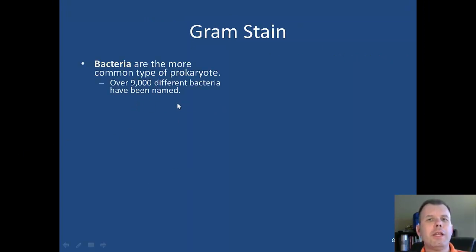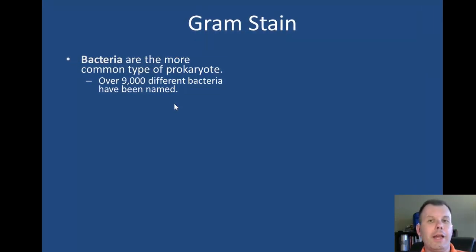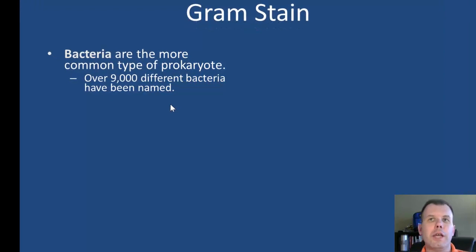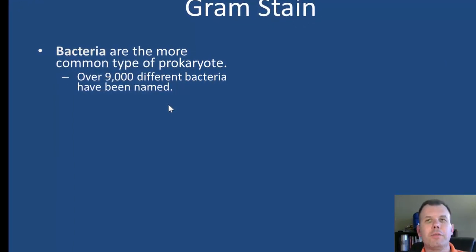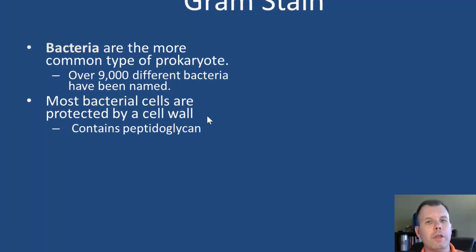Now, the gram stain is a way that we differentiate bacteria by their cell wall type. And so if we know how many bacteria are out there, they're the most common type of prokaryote. And there are over 9,000 different bacteria that have been at least named. And some have been cultured, many have not been cultured. Okay, and one way we can distinguish bacteria is by the type of cell wall they have. Okay, and most are protected by a cell wall, and those cell walls are made out of peptidoglycan.